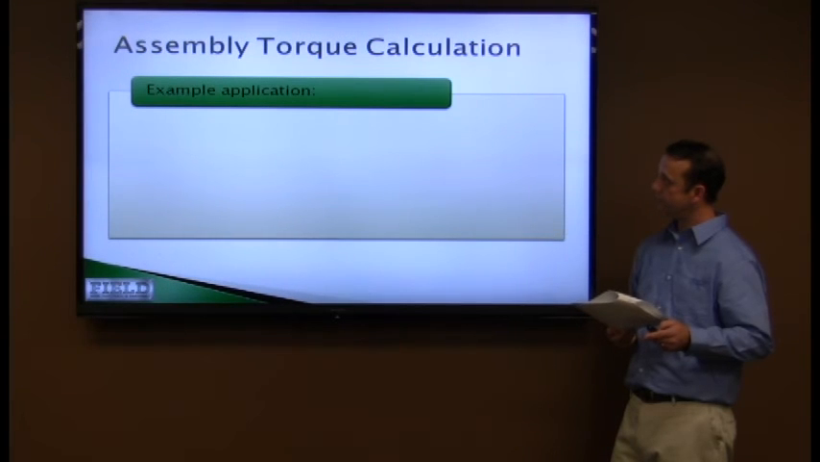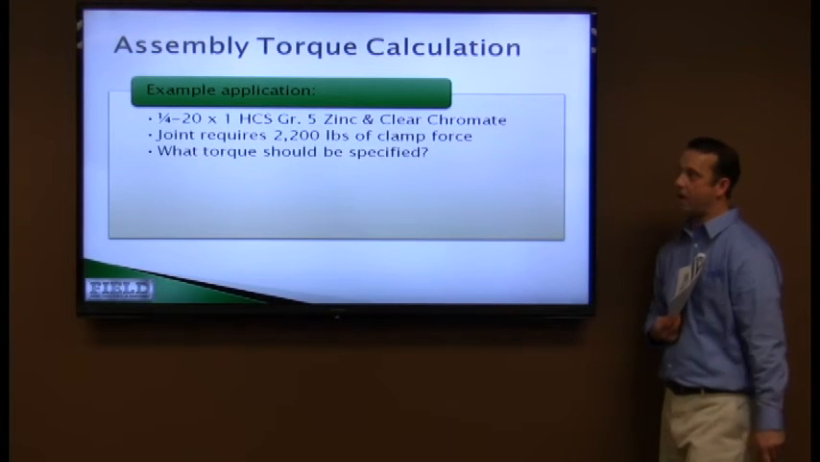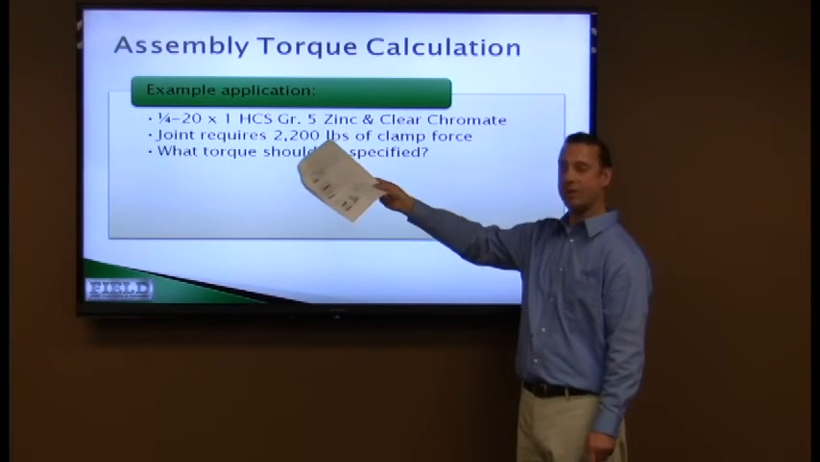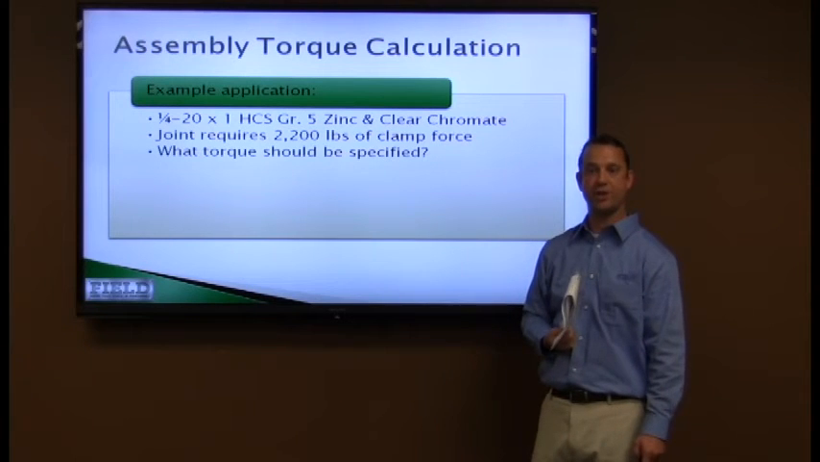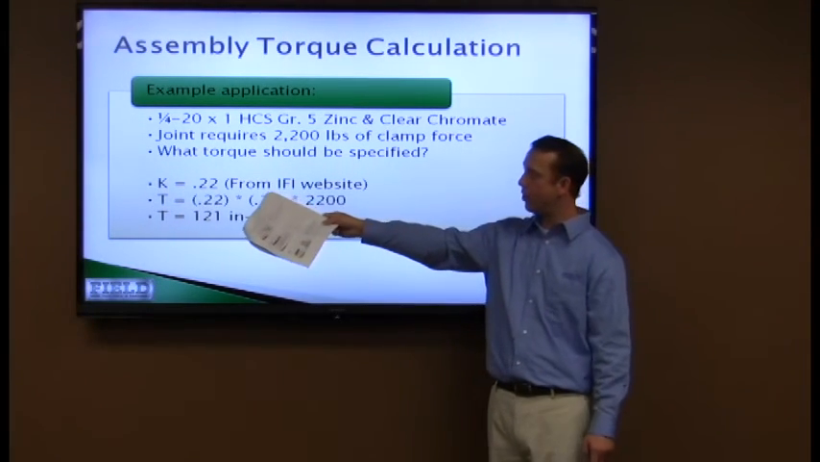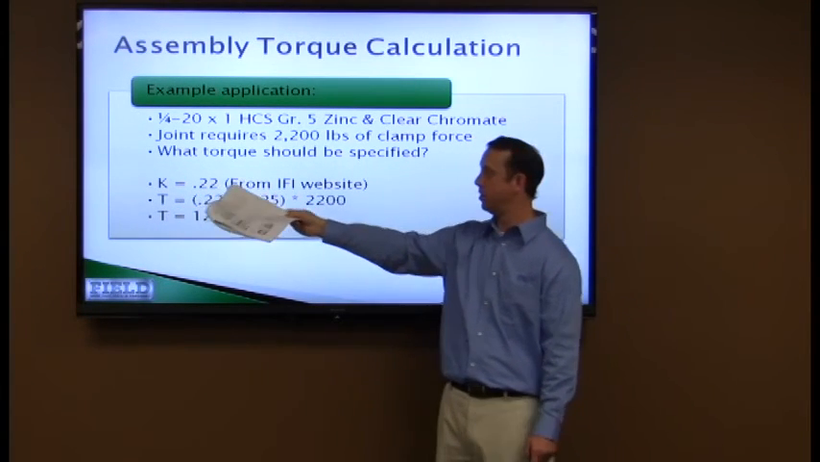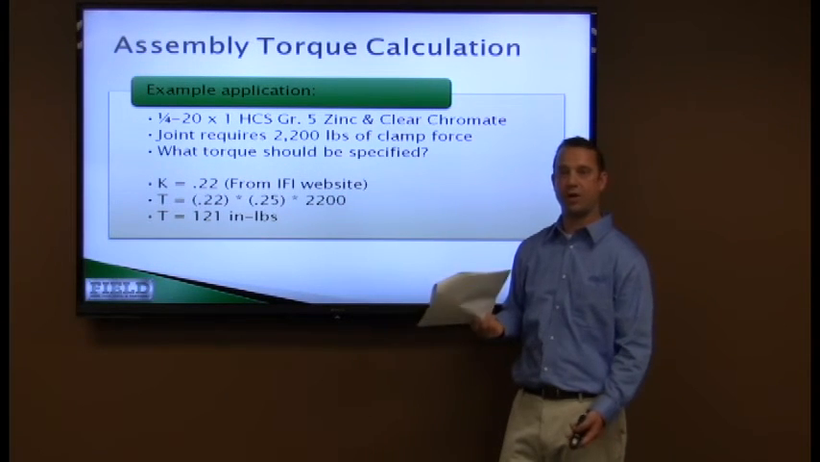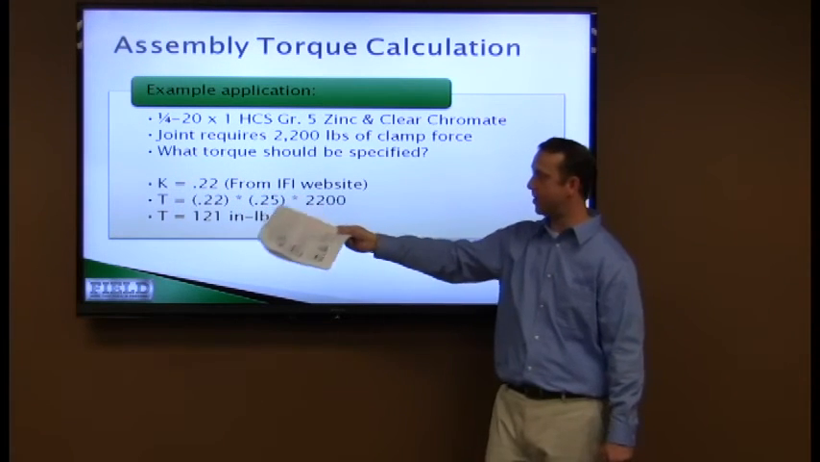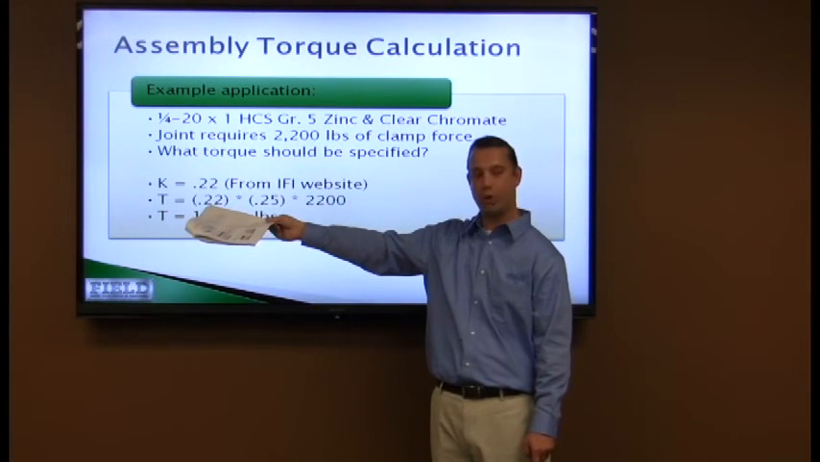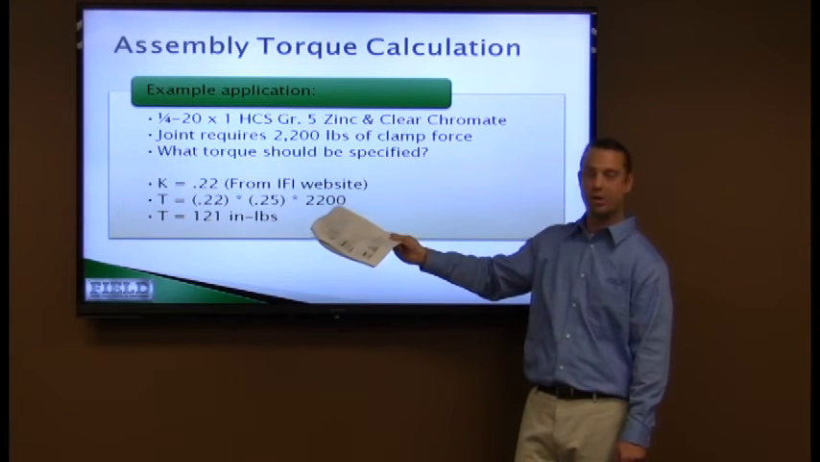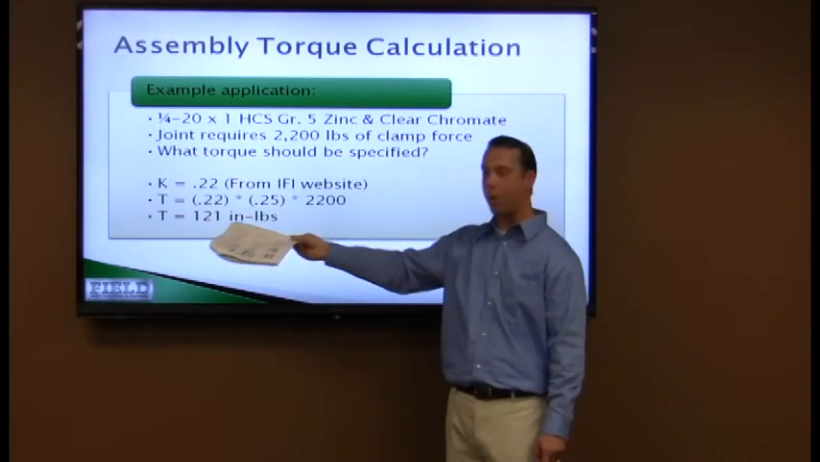So for example, if we had, again, our famous 1/4-20 by 1 hex head cap screw. The joint requires 2,200 pounds of clamp force. What torque should we specify for that joint? It's a pretty common question as engineers when you're designing a joint. For our torque coefficient, we use 0.22. In this case, maybe it's not a critical joint, maybe it's just holding on something that's not in a critical area. We can pull this number from the IFI website, plug that in, your 0.22 torque coefficient, multiplied by your bolt diameter, multiplied by your necessary clamp load, gives you 121 inch-pounds of torque.